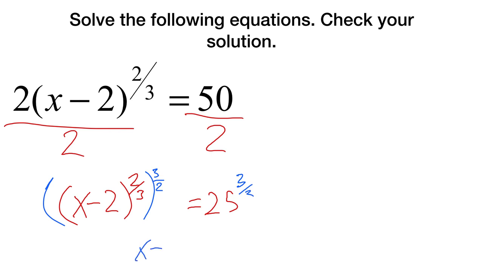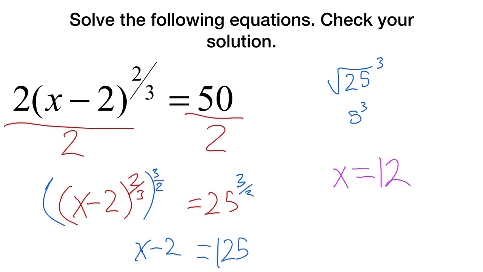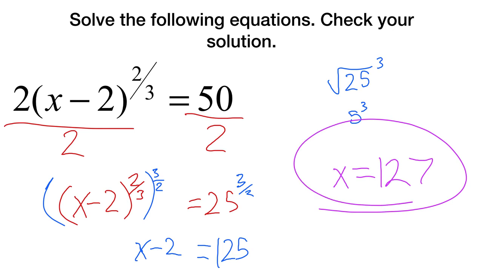Now on this side, that becomes x minus 2. Now let's check on the other side. If I do the square root of 25 cubed, that becomes 5 cubed, or 125. If you want more about how to simplify, please go into earlier lessons where we talked about that. You can also theoretically put this in a calculator and do 25 to the 3/2 power if you prefer. Either way, what you end up getting is x equals 127. That's our answer.